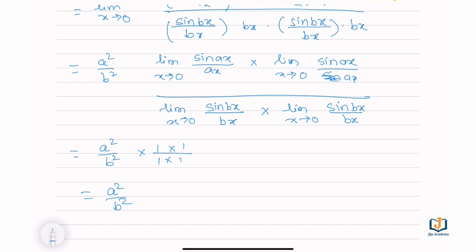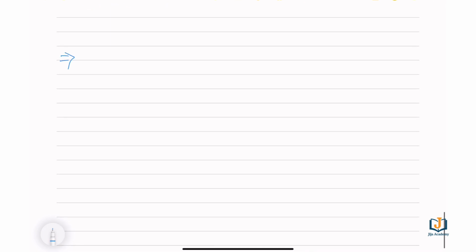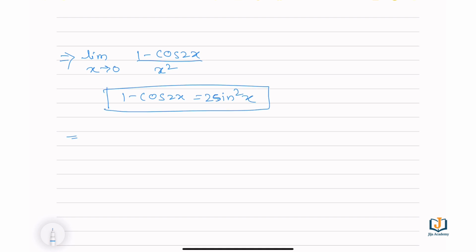Now next problem is limit x tends to 0, 1 minus cos 2x divided by x square. So here we know the formula of trigonometry, that is 1 minus cos 2x is equal to 2 sin square x. This is the formula. So we are putting here, so we get limit x tends to 0, 2 sin square x divided by x square.